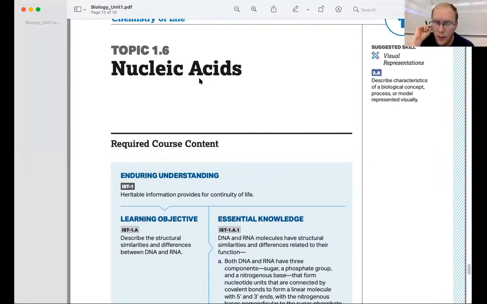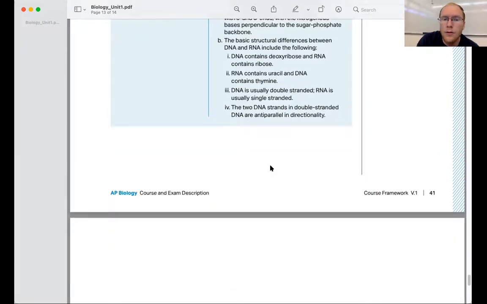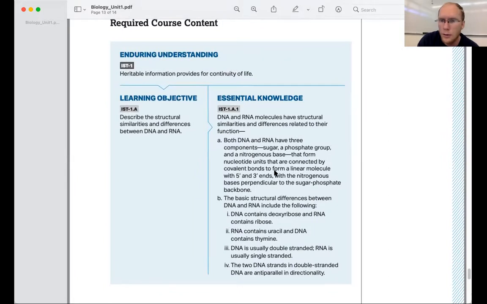So in fact, notice that unlike carbohydrates, where they weren't really emphasizing the difference between glucose and fructose or anything, they said we need to know the differences between DNA and RNA. And it looks like we do need to know a lot of the details of the chemistry. So we're going to spend more time on that.